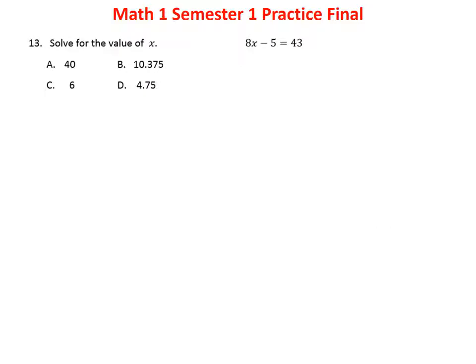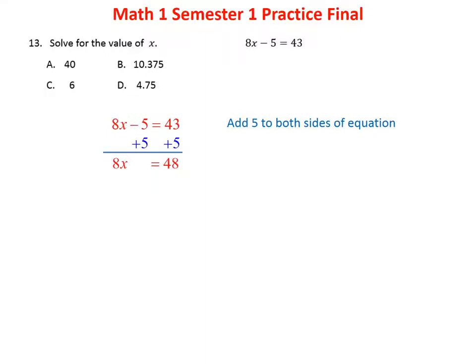Number 13 is a basic two-step equation. In two-step equations, we typically undo the addition or subtraction first, and then we undo the multiplication. So my first step is to undo subtracting 5. The inverse operation of subtracting 5 is adding 5. We must add it to both sides of the equation to keep the equation in balance. So 8x equals 43 plus 5, or 48.